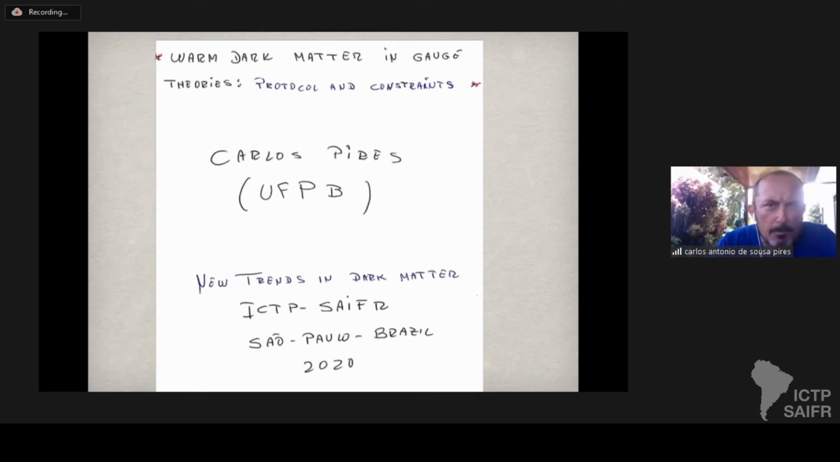I'm going to talk about warm dark matter in a non-abelian gauge extension of the standard model. I'm going to talk about the protocol and constraints over this model.